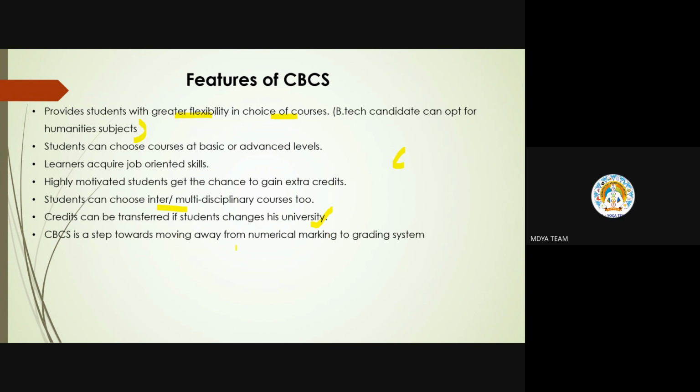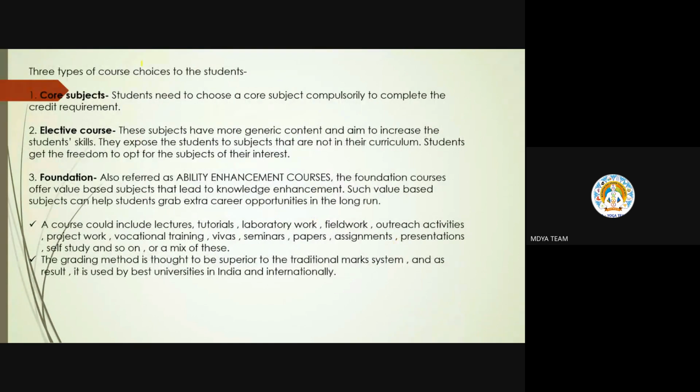CBCS is a step towards moving away from numerical marking to a grading system. Three types of course choices are there. The first is core subject. Students need to choose a core subject; it is compulsory. For example, you are doing BTech, so there are certain core subjects, like some math, some physics, and if you are doing civil engineering, then designing. So it is compulsory to choose the core subjects for the credit requirements.